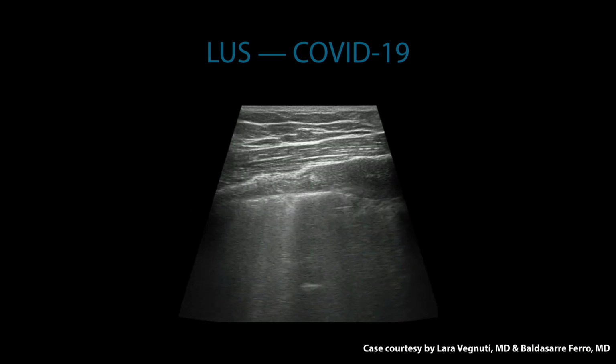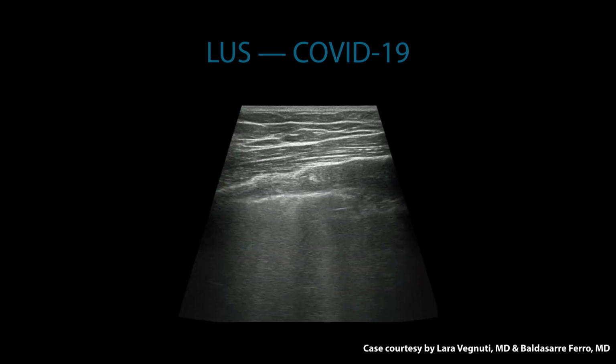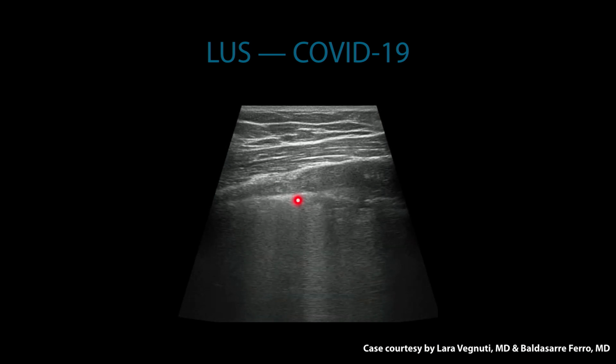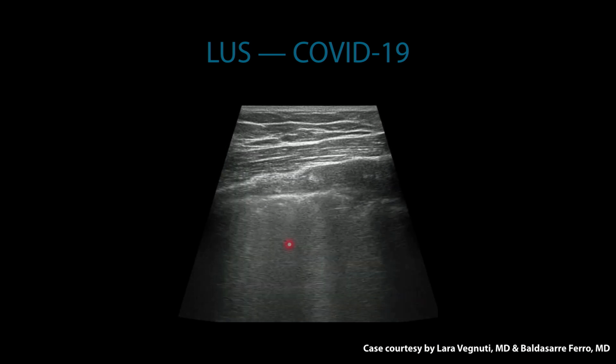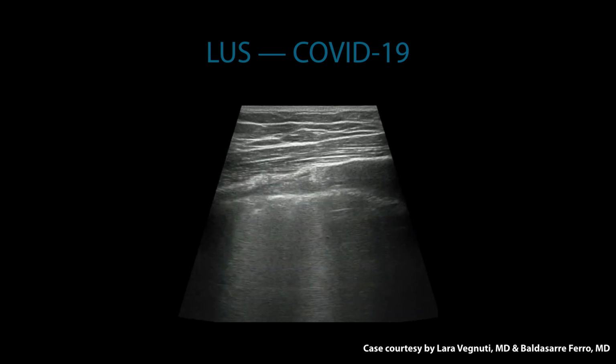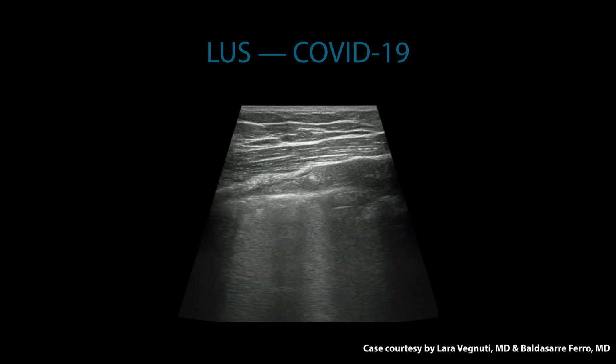And one last image provided by our Italian colleagues. Again, the reduction in lung sliding, the thickened pleural line, and many vertical artifacts. So not only B lines, but very many vertical artifacts, and of course, many B lines as well, and very, very small consolidations along the pleural line.